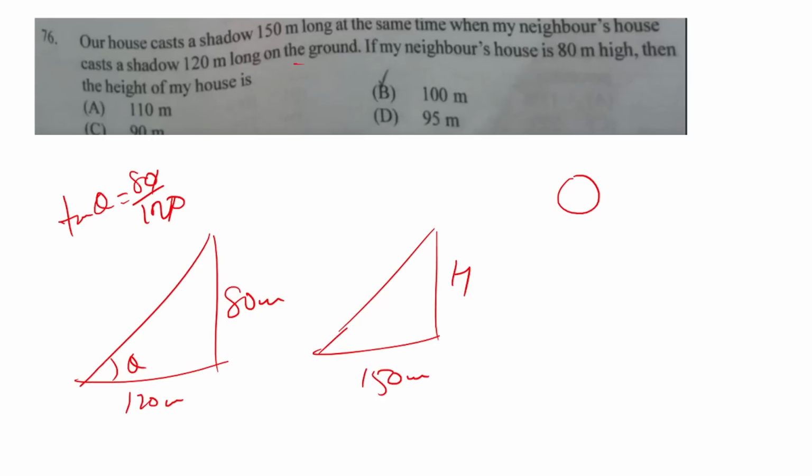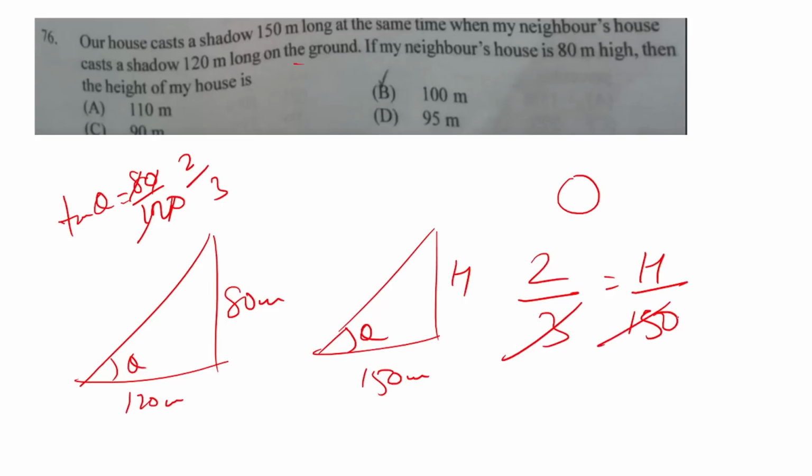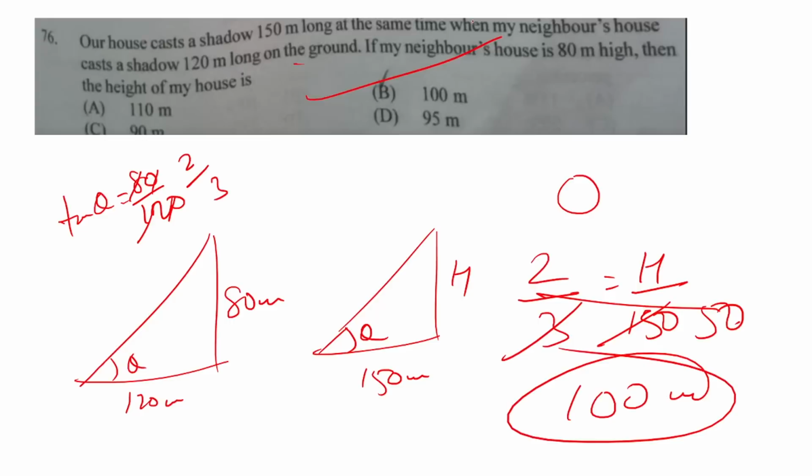Cancelling 0 and 0, and cancelling by 4, 4 2s are 8, 4 3s are 12, so the value of tan theta is 2 by 3. For our house, perpendicular by base, tan theta is equal to h by 150. Tan theta value we found to be 2 by 3, so 2 by 3 equals h by 150, and cancelling 50 times 50, multiplied by 2 gives 100 meters. So the answer will be option number B, 100 meters.